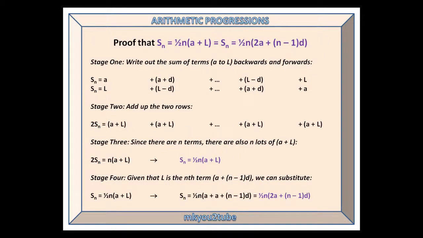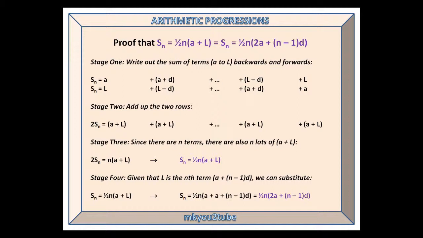A proof of the two sum formulae. Stage 1. Write out the sum of terms, a to L, backwards and forwards. So we have Sn equals a plus (a plus d), plus some more terms, finishing off with (L minus d), plus L. And also backwards we have Sn equals L plus (L minus d), plus some missing terms, plus (a plus d) plus a. For stage 2, we add up the two rows.